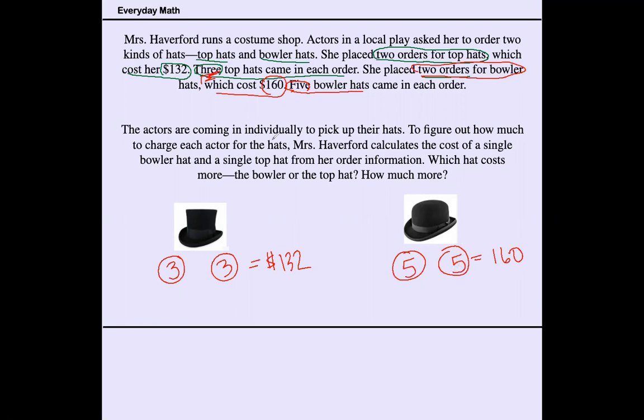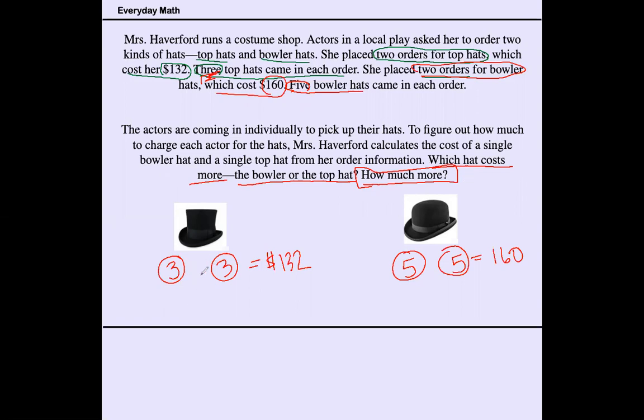Now, the actors are coming individually to pick up their hats. To figure out how much to charge each actor for the hat, Mrs. Hartford calculates the cost of a single bowler hat and a single top hat from her order information. Which hat costs more, the bowler hat or the top hat? And how much more? There's another question. Which hat costs more?